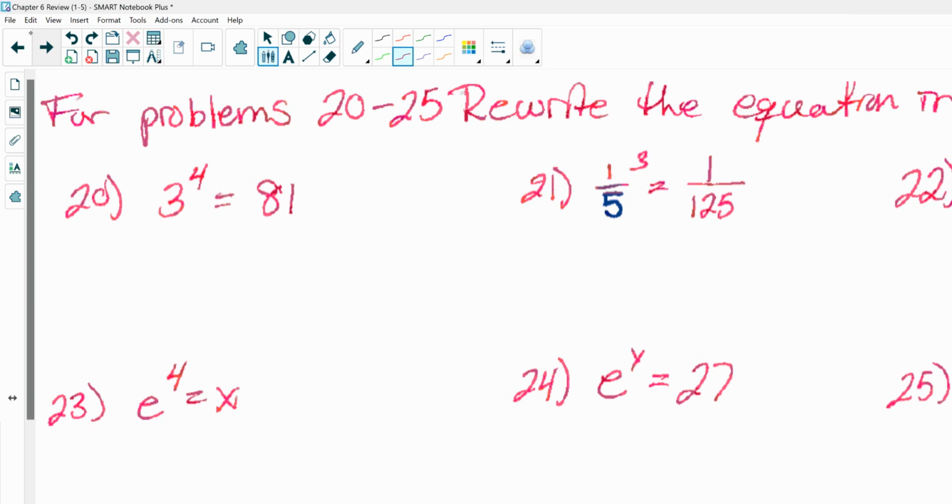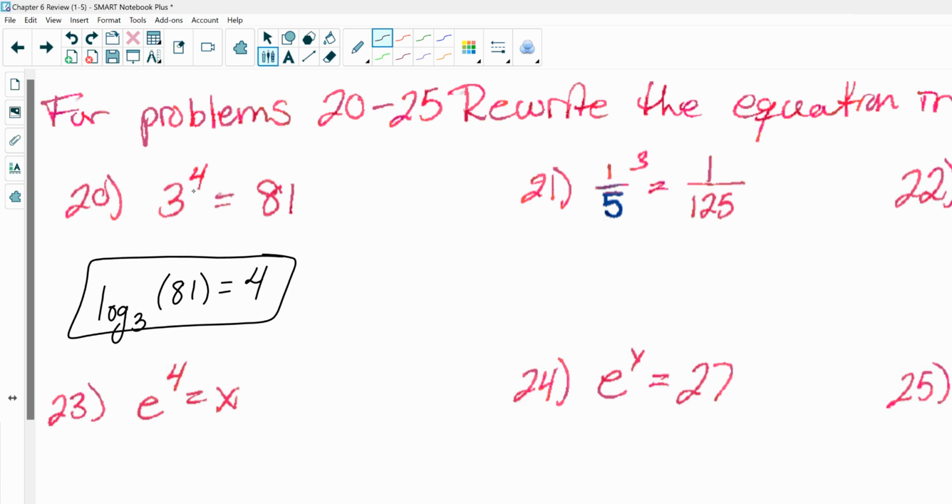20 through 25. Rewrite each equation in logarithmic form. So we're going the other way around. On the last set, we went from logarithmic to exponential. Now we're going from exponential to logarithmic. What would the first one be? Log base 3 of 81 is equal to 4, because we're applying log base 3 to both sides. We'd have log base 3 of 81, and log base 3 of 3 to the 4th would just reduce to 4.